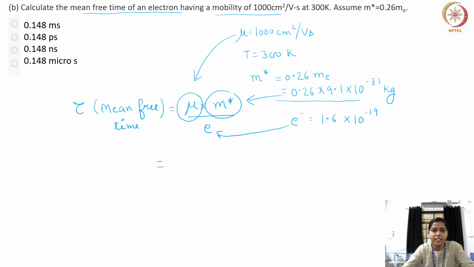So it's very easy. See, mobility value is given, m star value is given, and we can find it like 0.26 multiplied by the mass of electron, and the charge on the electron is also 1.6 into 10 to the power minus 19, and you have to calculate this mean free time. So what are the options others are getting?